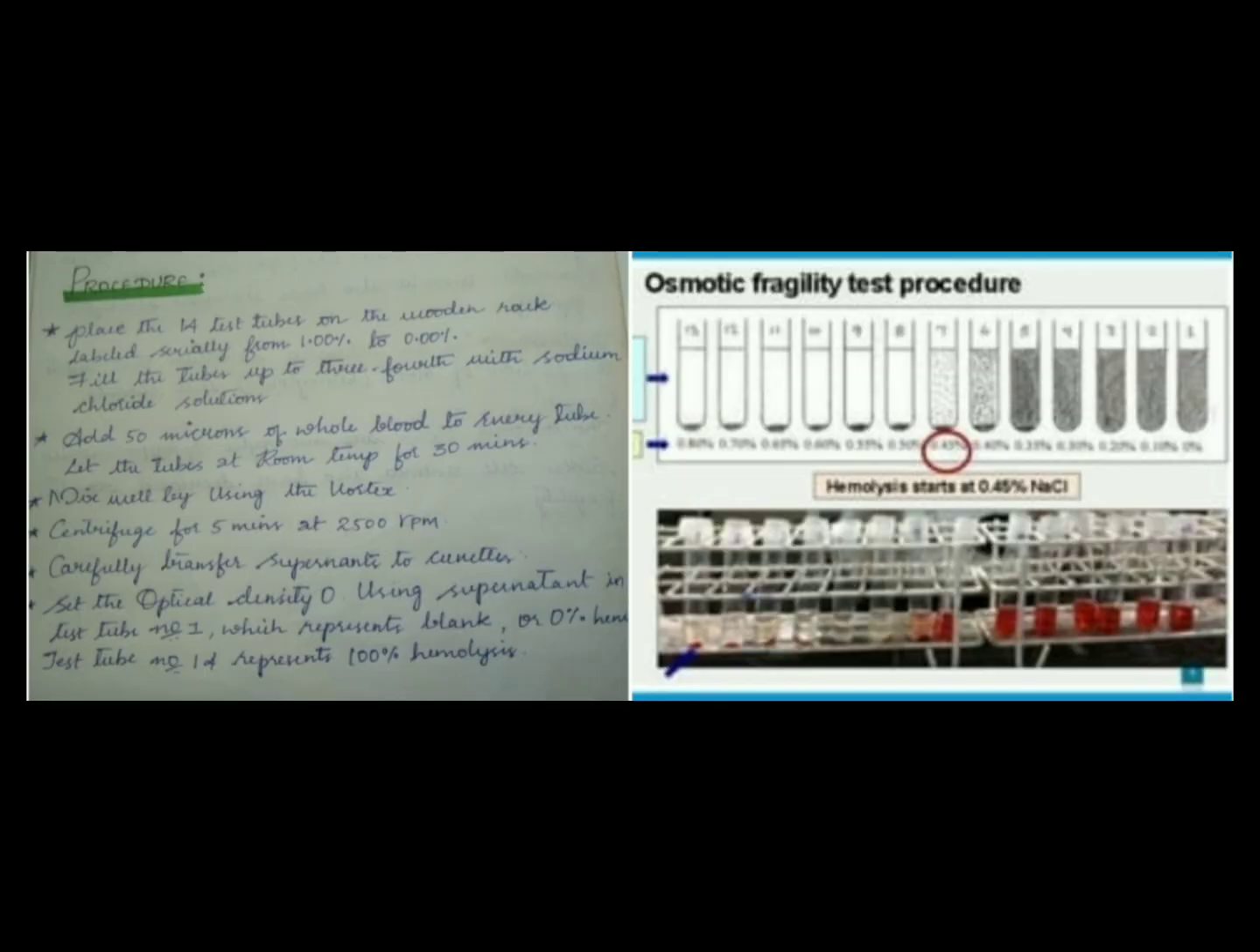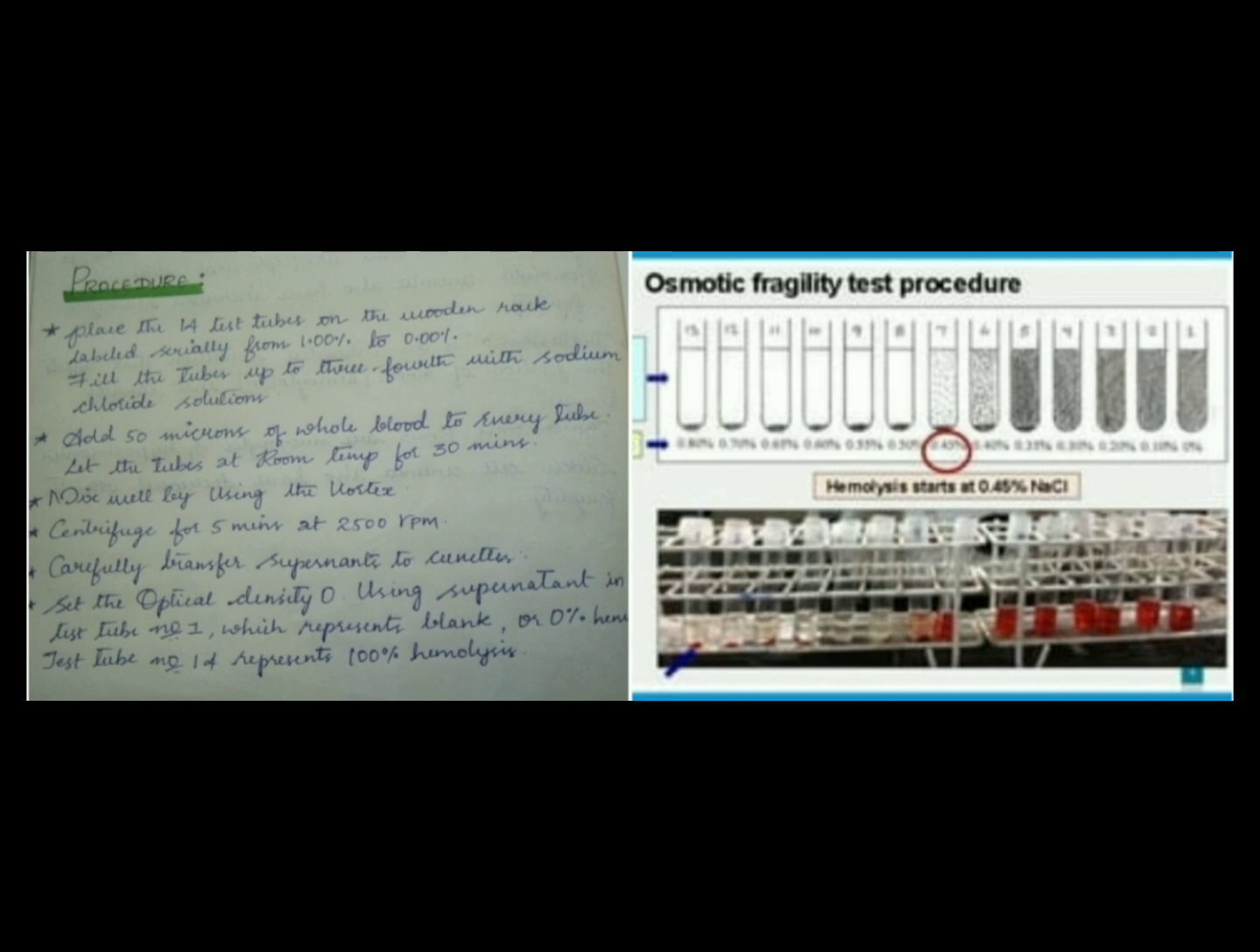Let's go through the procedure. First, place the 14 tubes on the wooden rack and label them serially from 1.00% to 0.00%. Fill the tubes up to 3/4 with the sodium chloride solutions. Add 50 microliters of whole blood to every tube. Let the tubes stand at room temperature for 30 minutes.